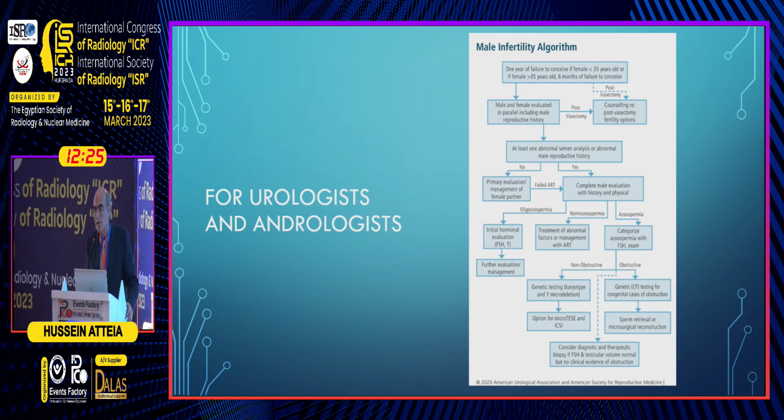Now, this is the algorithm of male infertility, but I don't think it's worth going through because it's very sophisticated and difficult, and it concerns the andrologist. I don't think China or India have a problem with that, not even Egypt. We won't go through all this. It's hormonal, and there are a lot of investigations you do. If the female is less than 35 years and has been trying to conceive for more than 1 year, we go through all this. If the female is more than 35 years and has been trying to conceive and failed for 6 months, you go through all this.